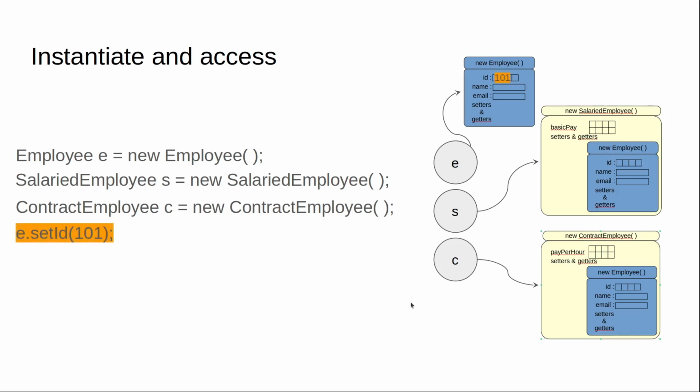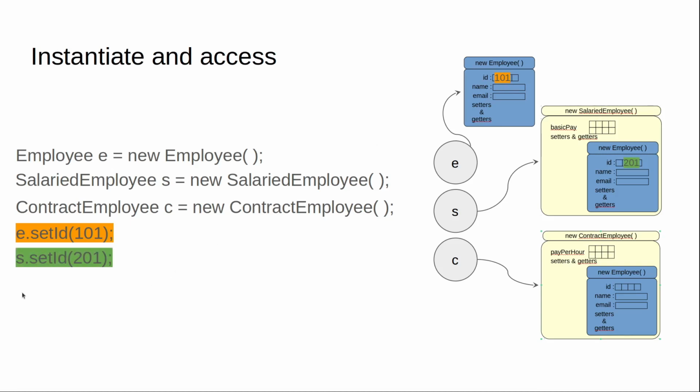Now, if I want, I can store the ID values of every employee. Employee E dot set ID of 101 means what happened here? Employee object, this is E, referred with E. So here in this employee class object, that is the superclass object, is going to have 101 as ID.